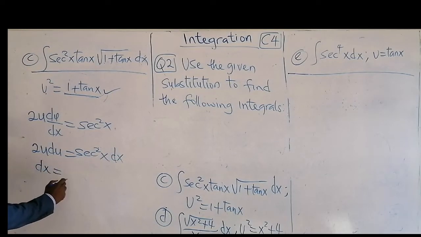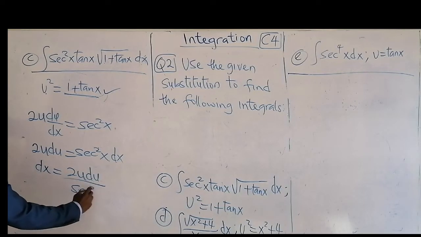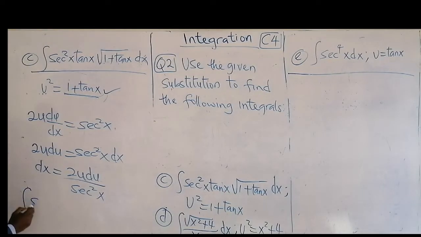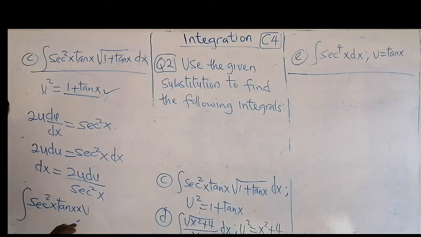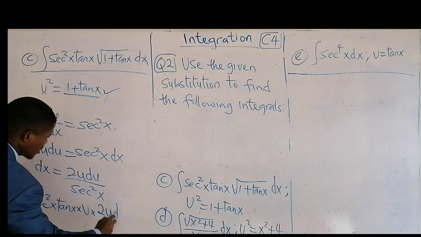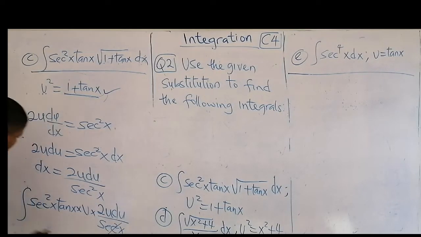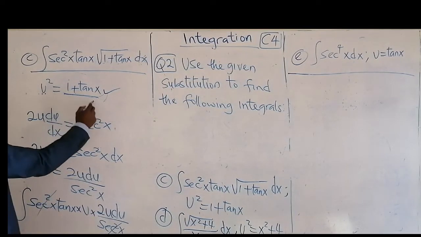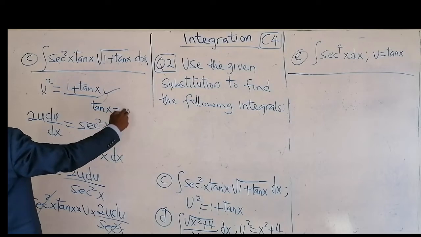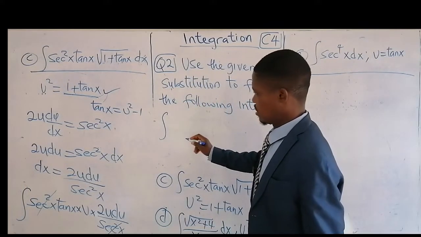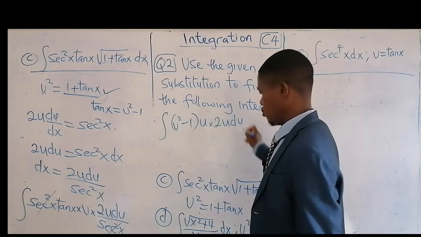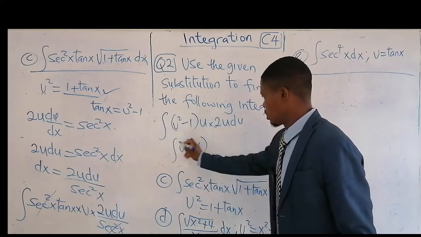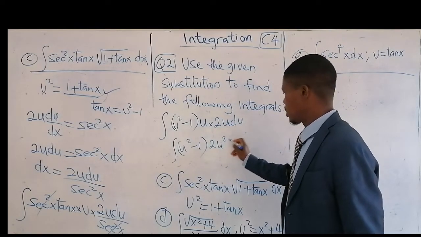So dx is equal to 2u du over sec squared x. So we now have sec squared x times the square root of 1 plus tan x, and 1 plus tan x is u squared. So we take the square root, that will be u, and then times dx, which is 2u du over sec squared x. This and this will cancel. And don't forget from here, we can make tan x the subject, and that will be u squared minus 1. So we now have the integral of u squared minus 1 times u, and then times 2u du. And that will give us the integral of u squared minus 1 times 2u squared du.